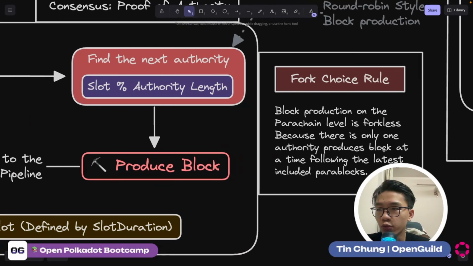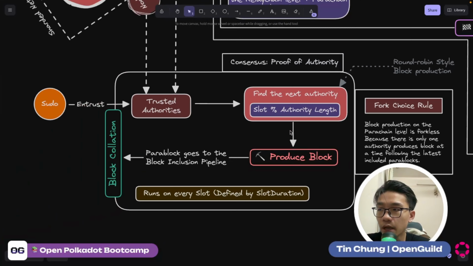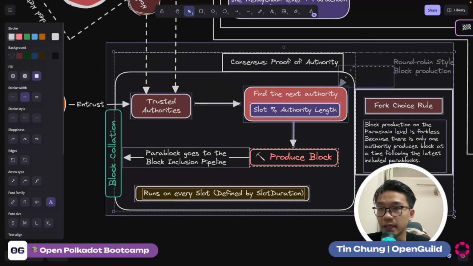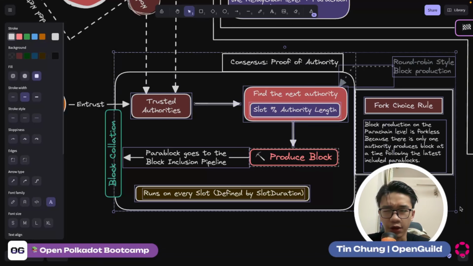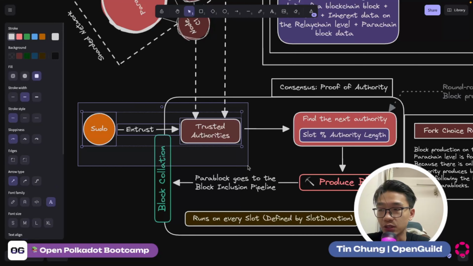So how does the fork choice rule work? Block production on the Parachain level is forkless because only one authority produces a block at a time, following the latest included para block. There's no block finalization happening, and it only selects one authority at a time. So this block production mechanism is quite simple and very secure because there's no way a malicious action can happen. These authorities have already been ingested, so that means there's a level of centralization right here.